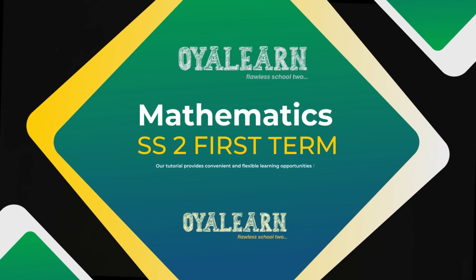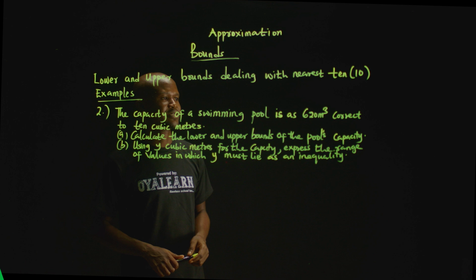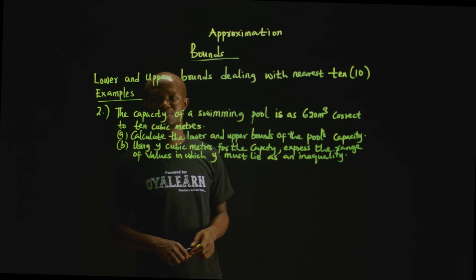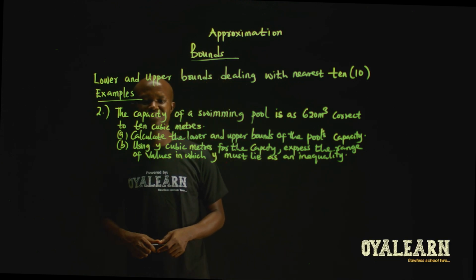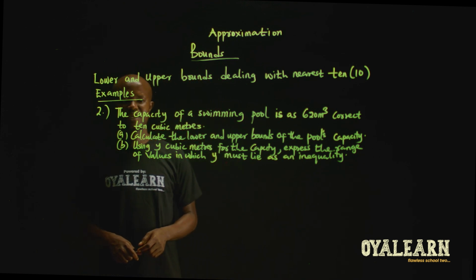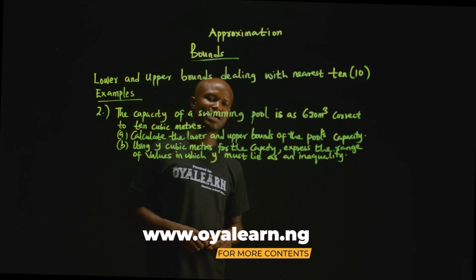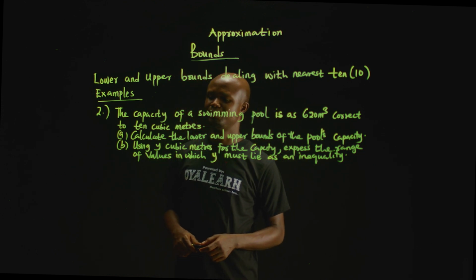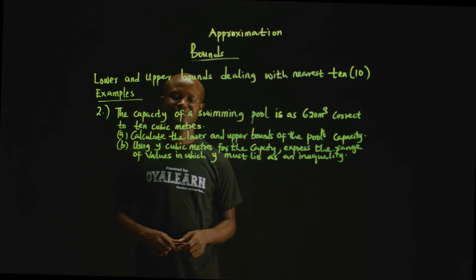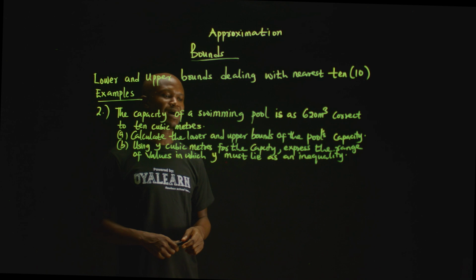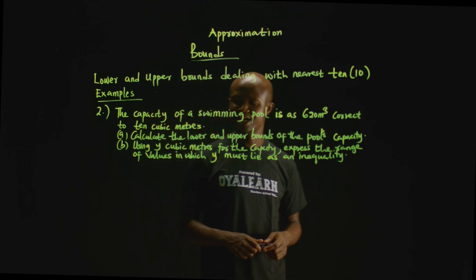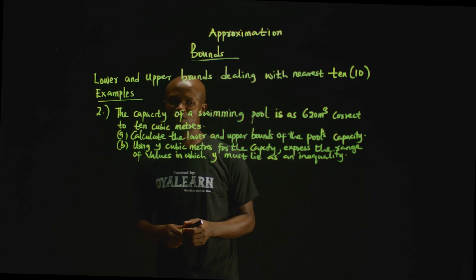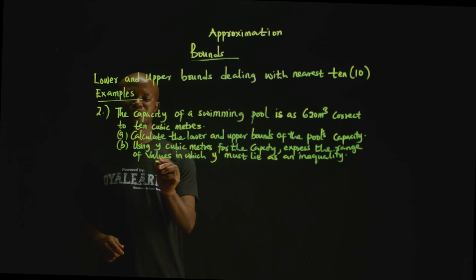The capacity of a swimming pool is given as 620 meter cube, correct to 10 cubic meters. A. Calculate the lower and upper bounds of the pool's capacity. B. Using Y cubic meters for the capacity, express the range of values in which Y must lie as an inequality. Solution.